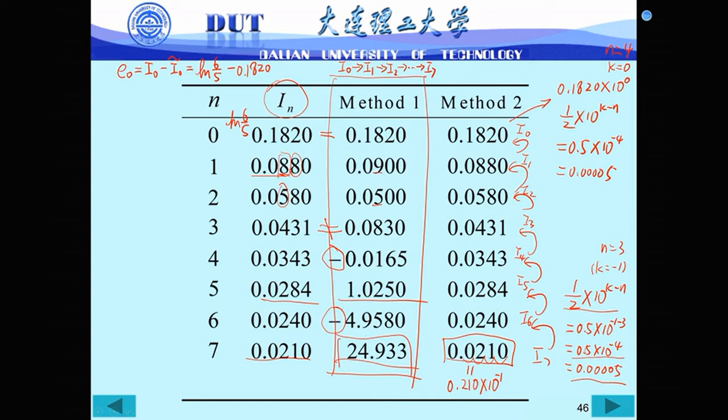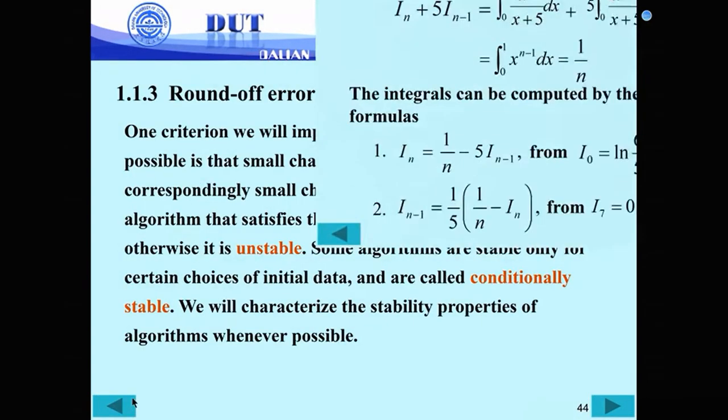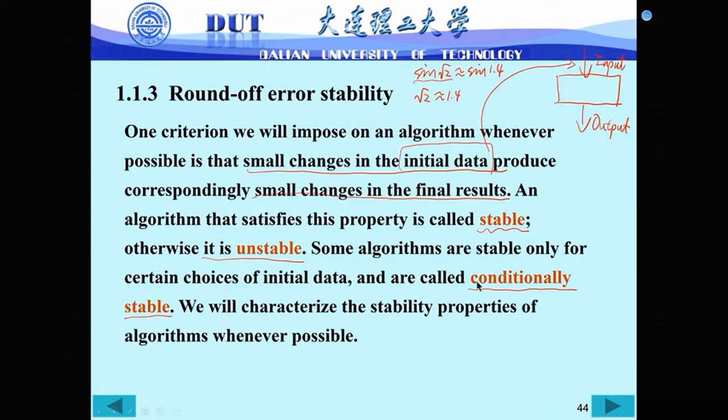For stability, I should repeat because this is an important concept. What does stability mean for an algorithm? We just consider round-off error. If the round-off error can be controlled, then it is stable. Otherwise, if the round-off error cannot be controlled, then the algorithm is unstable. Are you clear?